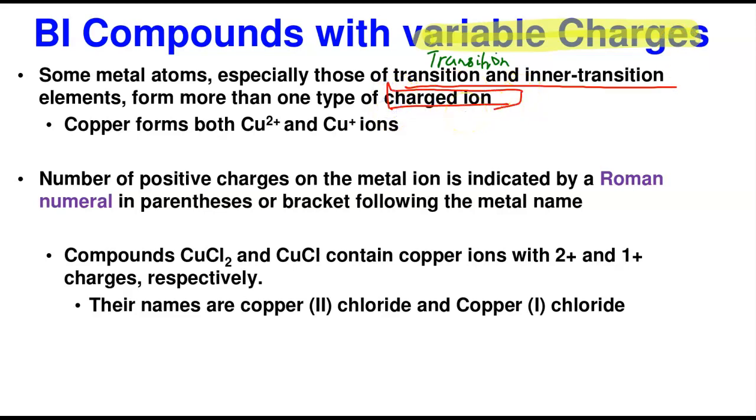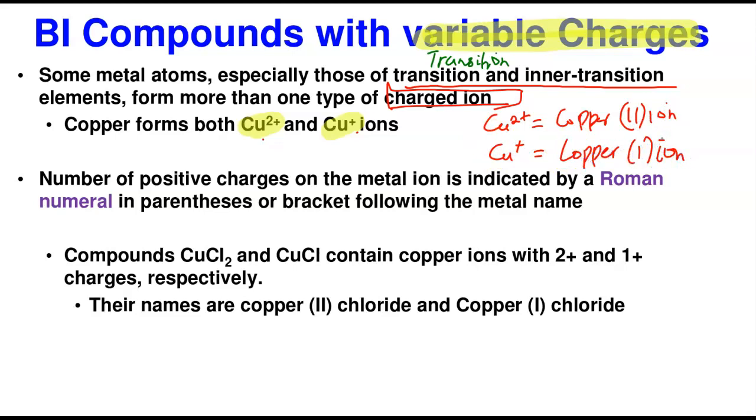A good example here is copper can form a charge of 2 plus, it can form a charge of 1 plus. So how can you distinguish between these two charges? The best way to distinguish two charges is to name the exact charge. What it means is that this ion will be called copper 2 ion, and this will be copper 1. That's exactly what I have here. So Cu2 plus simply means copper 2 ion, and Cu1 plus simply means copper 1 ion. So if you now want to name the compound, you have to specify those charges.